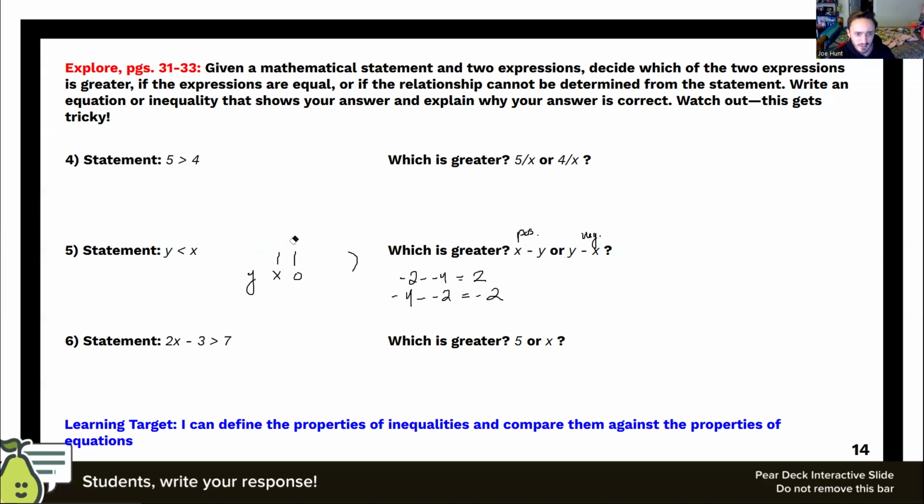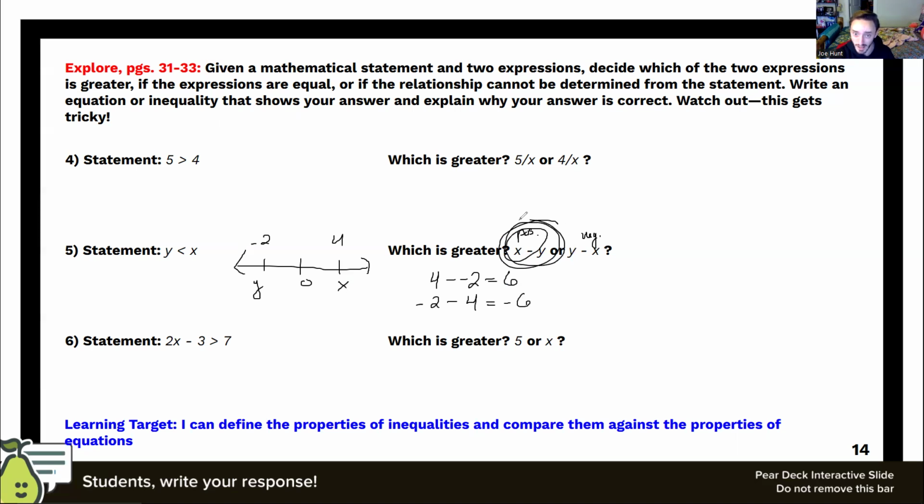Now, as a last case, let's see what happens if one's positive and one's negative. Remember that x is greater than y, so x might be the positive number and y might be the negative number. If I choose x to be 4 and y to be negative 2, what I'm going to notice when I run the calculation is that 4 minus negative 2 is 6. Negative 2 minus 4 is negative 6. So in all three cases, x minus y turns out to be the larger quantity.